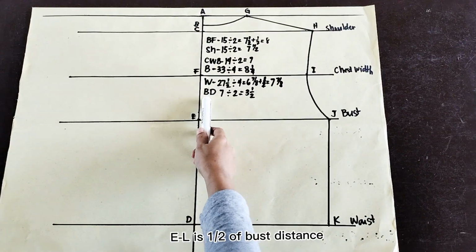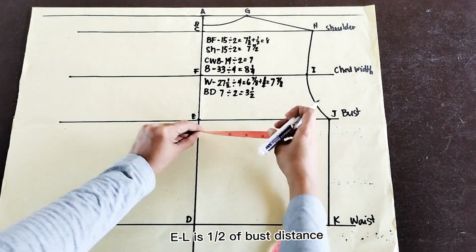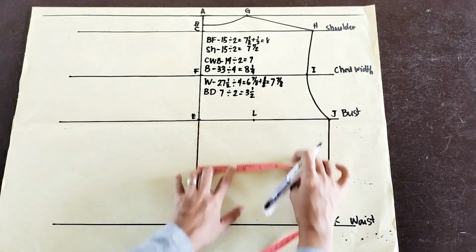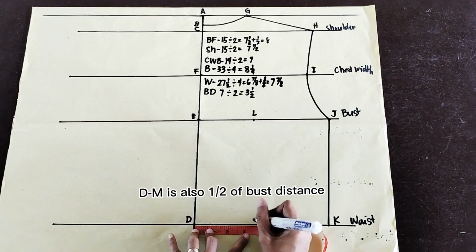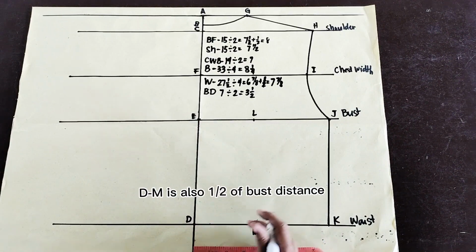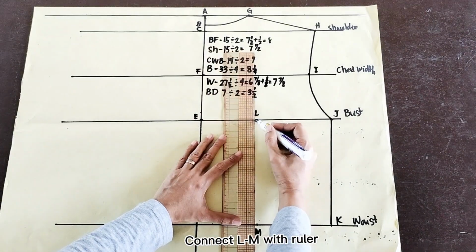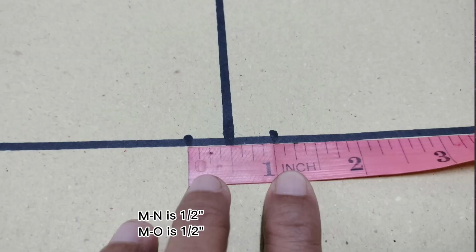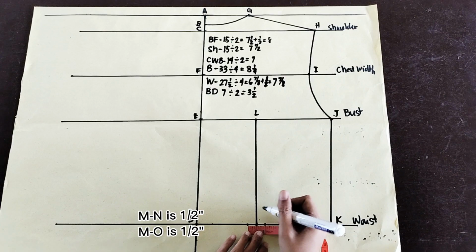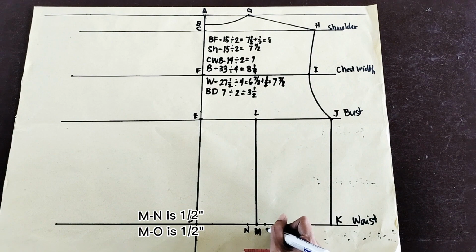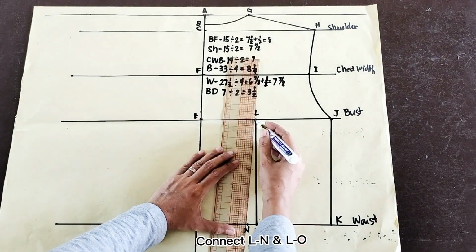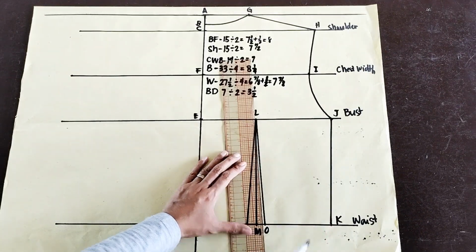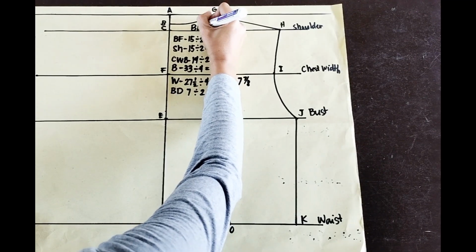Now let us draw the dart in line E. Bust distance sample is 7 inches divided by 2 is 3.5. So E to L is 3.5 inches and same measure with D to M, 3.5. Then connect L to M with ruler. Both sides of point M is half inch. Then mark it N and O. Then connect L to N and L to O. This is now the back bodice pattern.